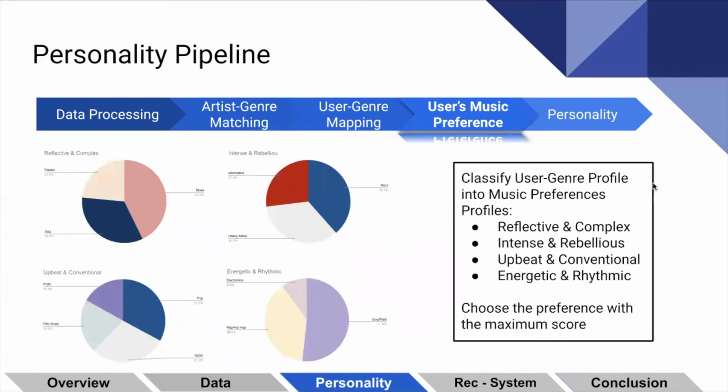However, how could we use this information to gain insights on the user's personality? Here, we use the idea of music preference, which connects the genres with the personality. This measurement divides our list of 11 genres into four main groups. For instance, the reflective and complex music.